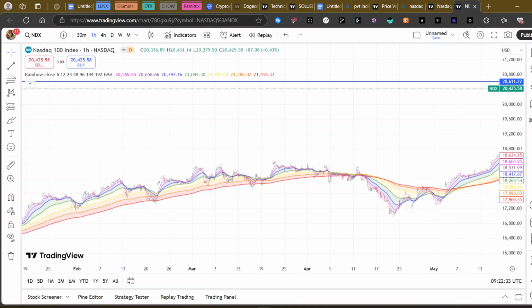All right, traders, that is a wrap on this breakdown of the rainbow moving average strategy. Now you know how to use it to confirm trends, spot reversals, and time your entries and exits.